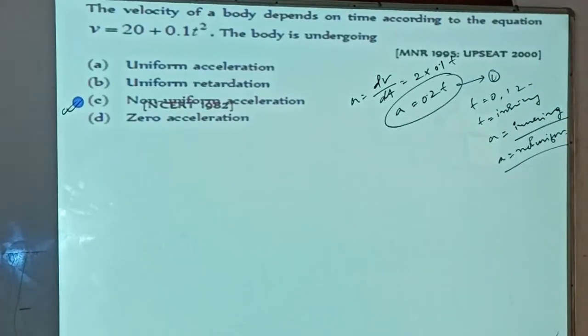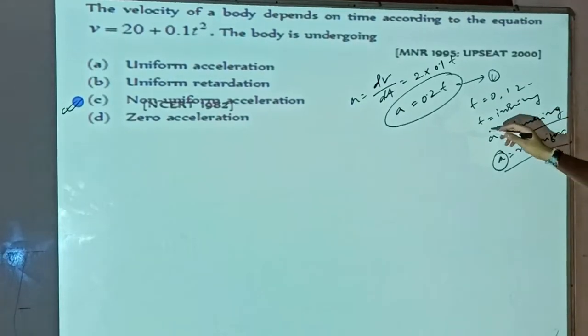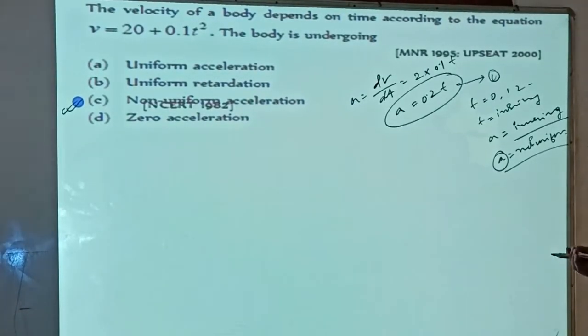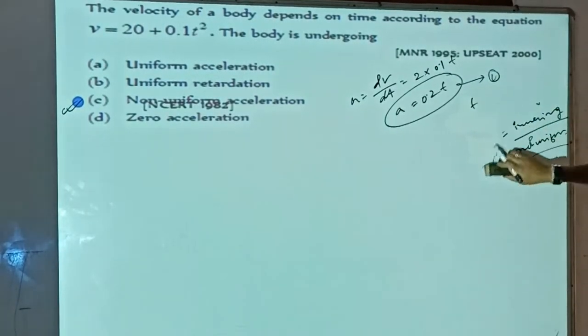For uniform acceleration, a should be a constant term. Since here a is not constant, and since t is a scalar quantity, the value of t will be increasing, so a will be in an increasing manner. So once the value of a increases, that cannot be considered a uniform acceleration. Okay.